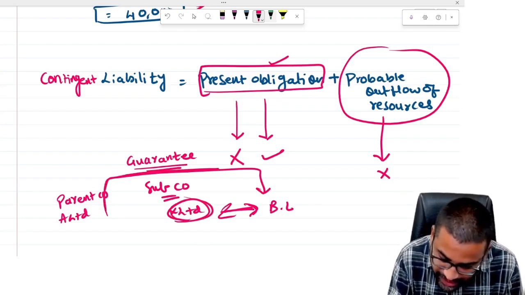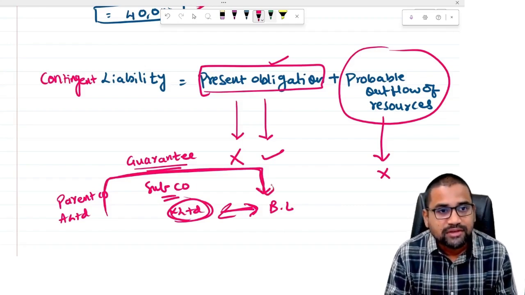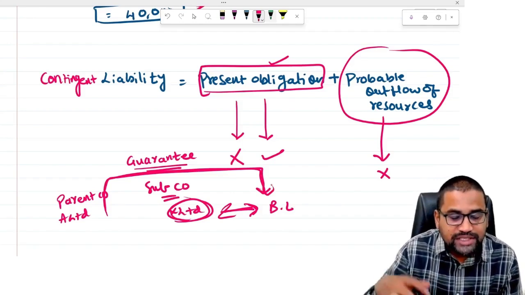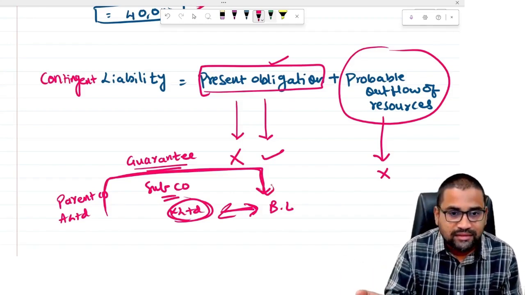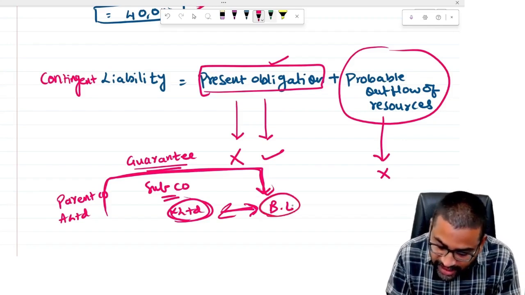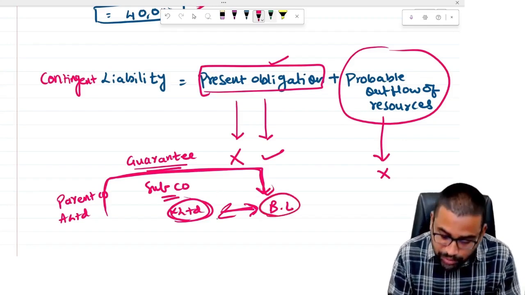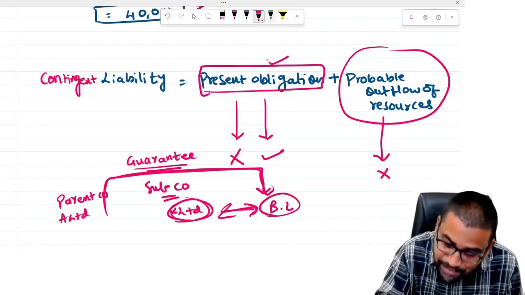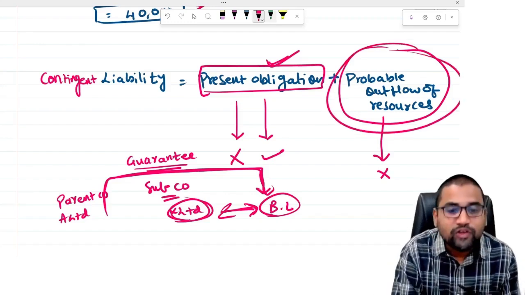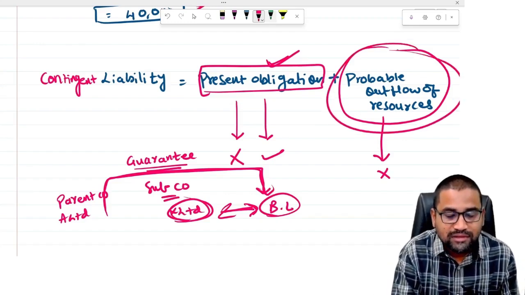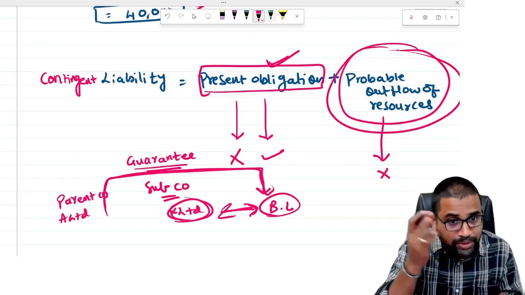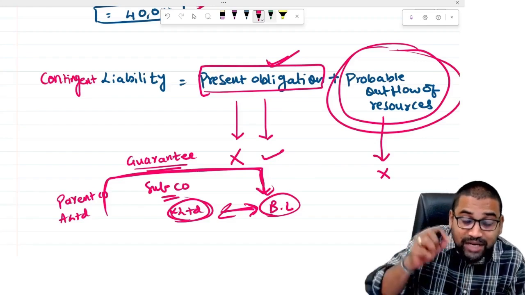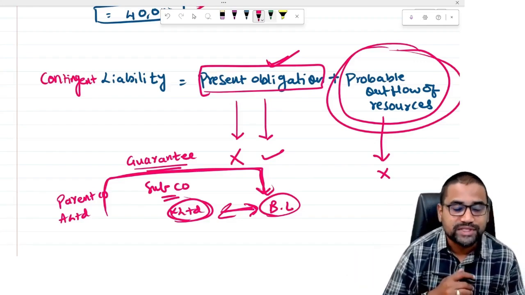The moment we give the guarantee, there is a present obligation. Already we entered a guarantee agreement, so based on that an obligation arises. But can the bank enforce this guarantee as of now? No. Because as long as our subsidiary company is paying the amount, we are not liable. That means there is a present obligation, but there is no probable outflow of resources. So there should be a present obligation, and the settlement of this obligation must result in outflow of resources.